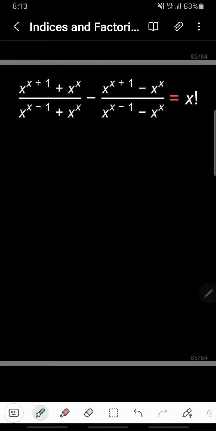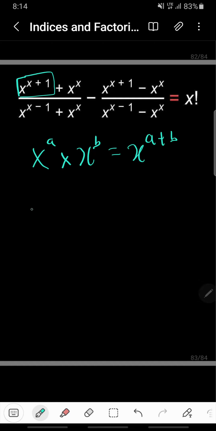We have a challenge before us, and we are asked to find what x is. We have to make use of a basic law of indices: if you have x to the power of a times x to the power of b, that gives you x to the power of a plus b. So I will make use of that here, which I will decompose as x raised to the power x times x raised to the power 1. So that will be plus the x that I have beside it.